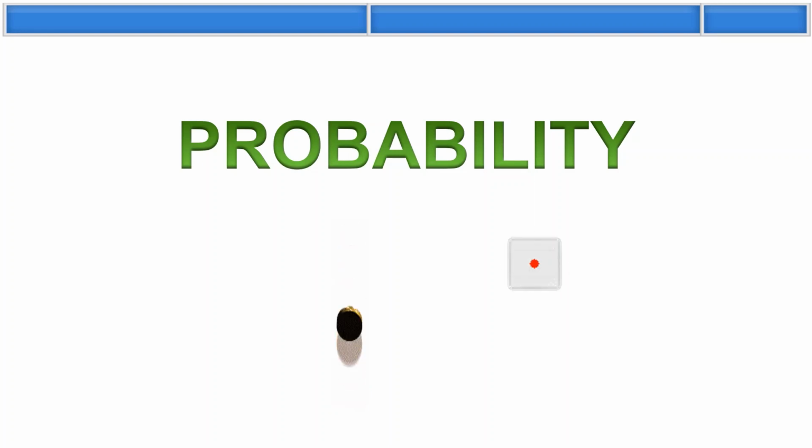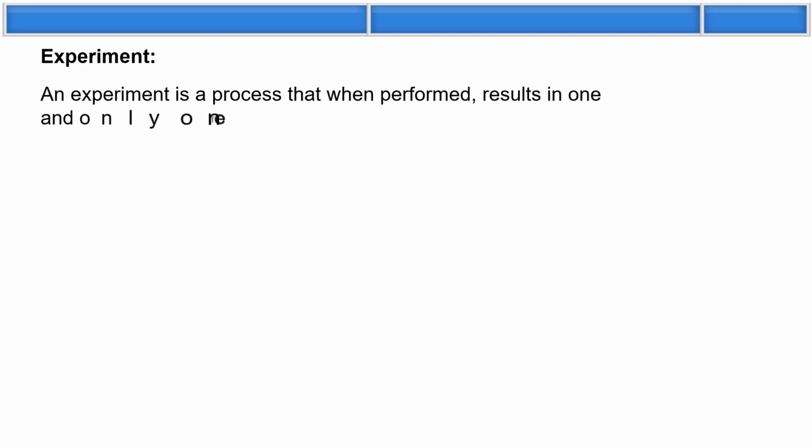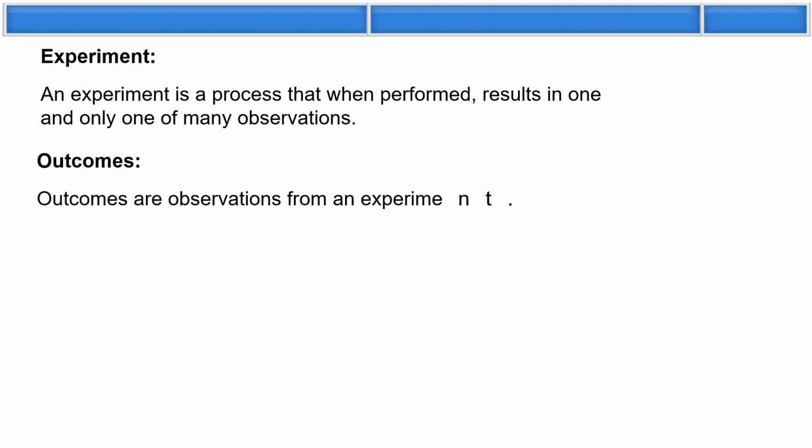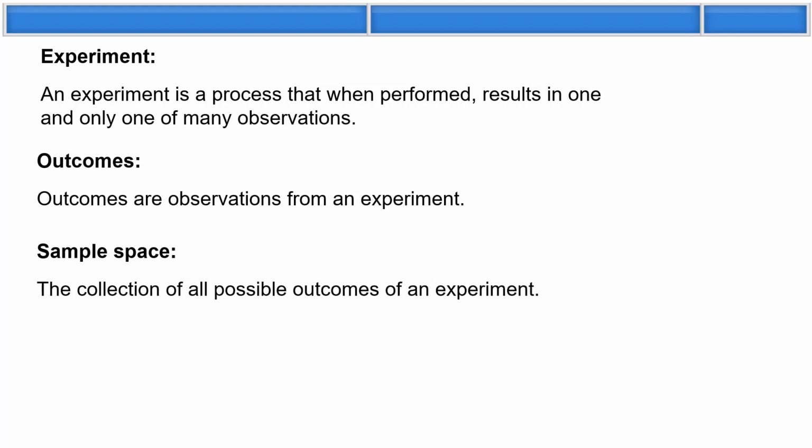In this video, you will be introduced to probability. An experiment is a process that, when performed, results in one and only one of many observations. Outcomes are observations from an experiment. Sample space is the collection of all possible outcomes of an experiment.